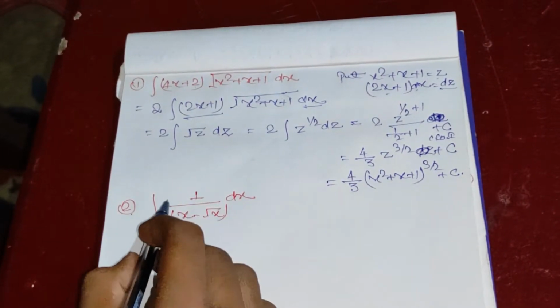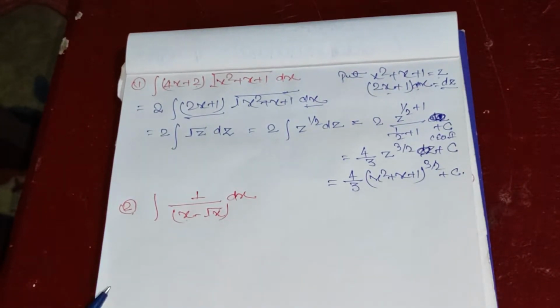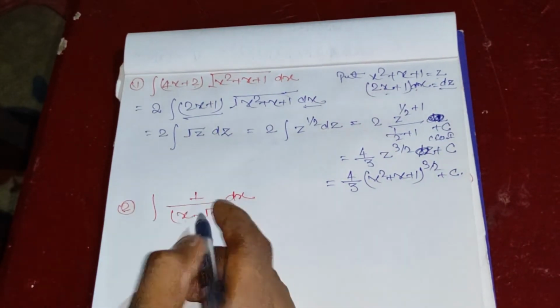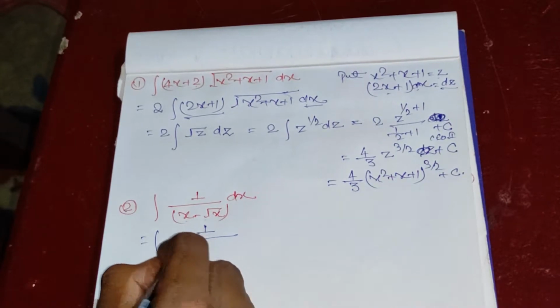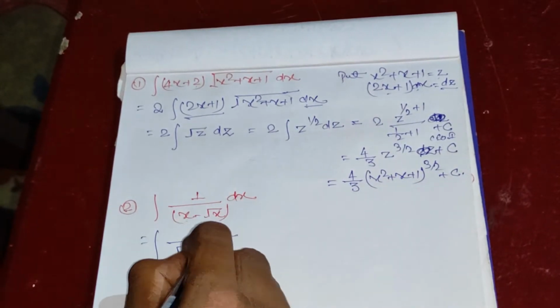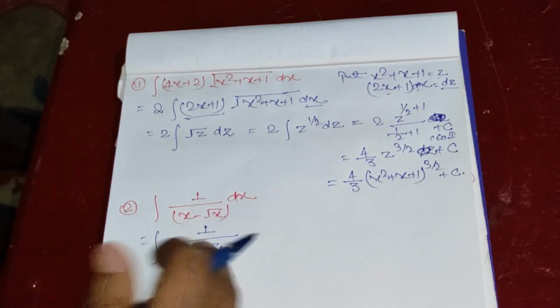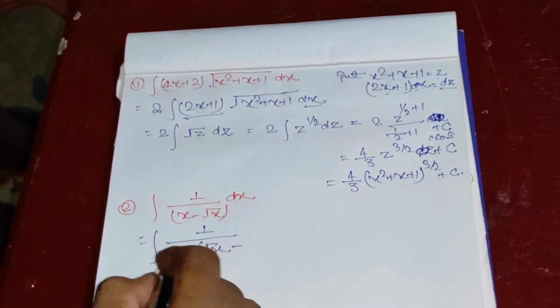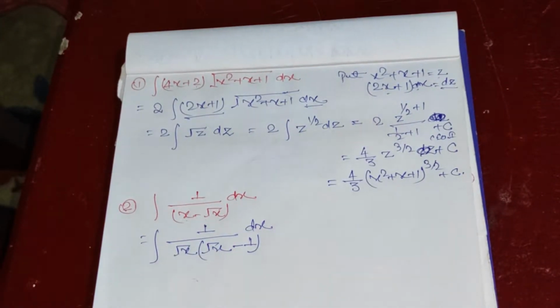Now the next question is that we have to find the integration of 1 by (x minus square root of x) dx. We can't solve it directly. So what we do, we will take square root of x common. So here we will be left with square root of x into square root of x, which becomes x, minus the square root we have taken out. So here we have left only 1 dx.